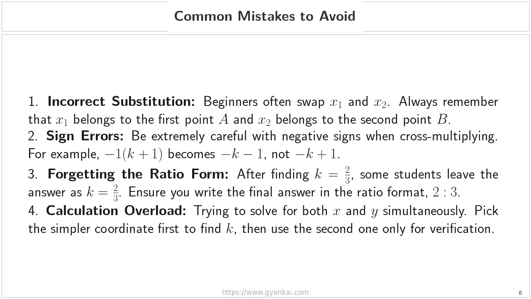Finally, avoid calculation overload. You don't need to solve for both the x and y equations at the same time. That just creates more opportunities for mistakes. As we discussed in our step-by-step procedure, simply pick the coordinate that looks easier to work with to find k, and then use the other coordinate only as a way to verify your result. If you can avoid these 4 traps, you will find that determining the ratio of division becomes a much more straightforward process.